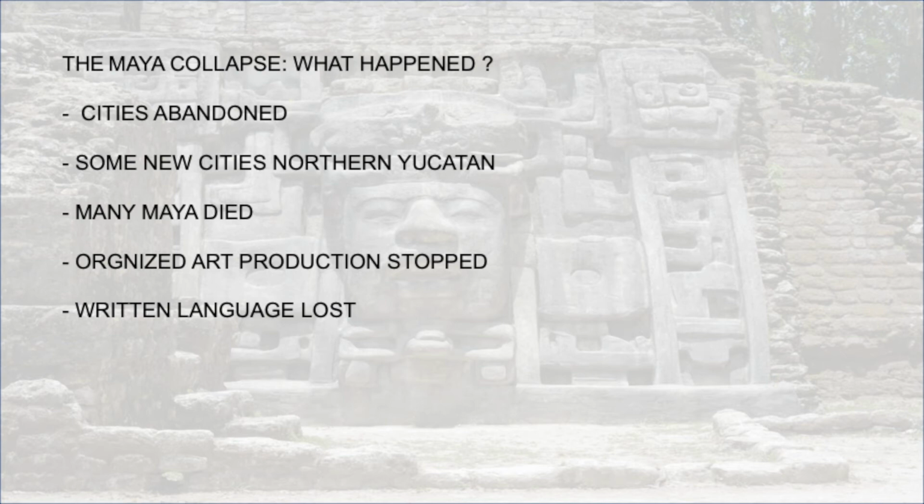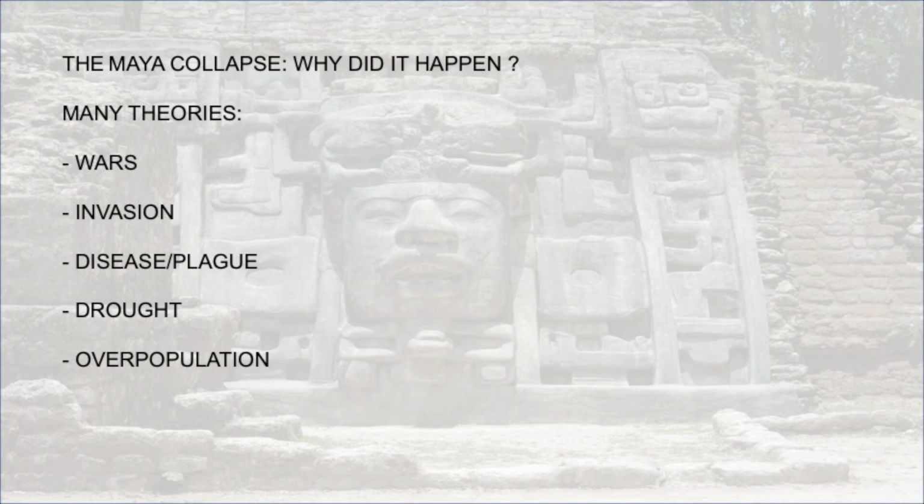The organized production of art throughout the classic Maya world pretty much stopped with the abandonment of their cities. Similarly, their written language went out of common use and finally was lost for centuries. So why did the Maya collapse happen? There are many theories, and archaeologists and historians disagree on what caused it.